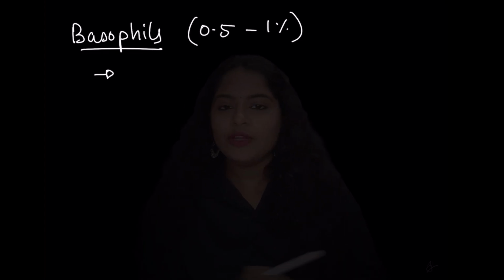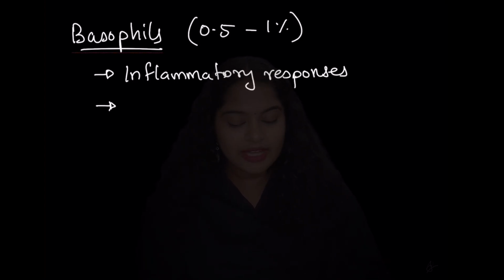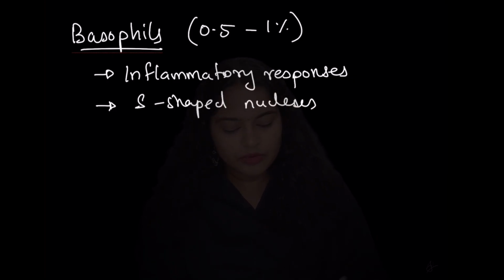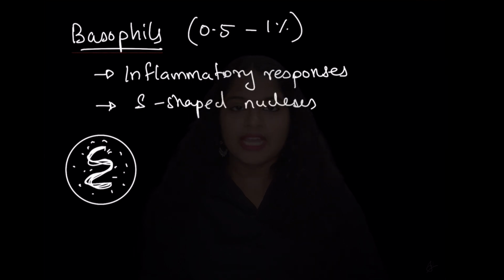Next we have the basophils. They are the least abundant type of WBCs present, only about 0.1 to 1% of WBC is constituted by the basophils. They respond to inflammatory responses and they have an S-shaped nucleus. So we can draw a basophil like this, with an S-shaped nucleus. And these are granulocytes, so their cell will have granules.